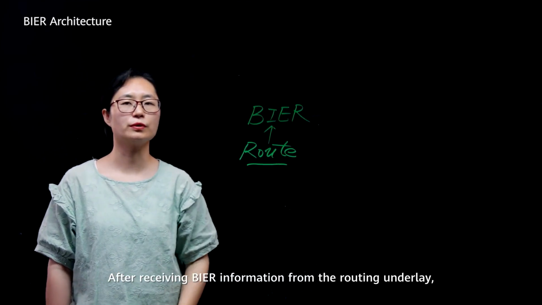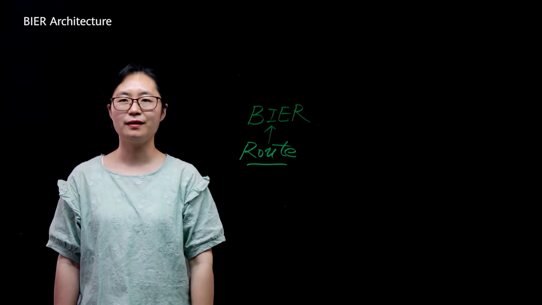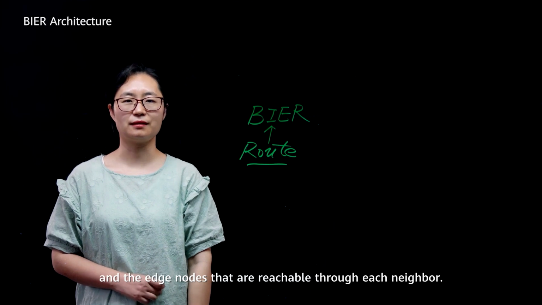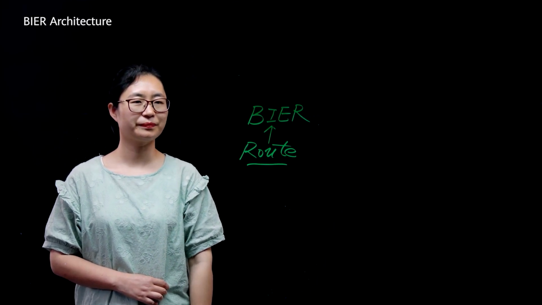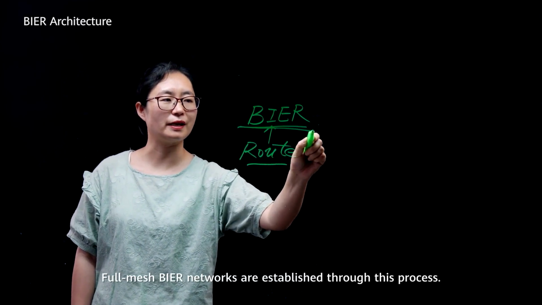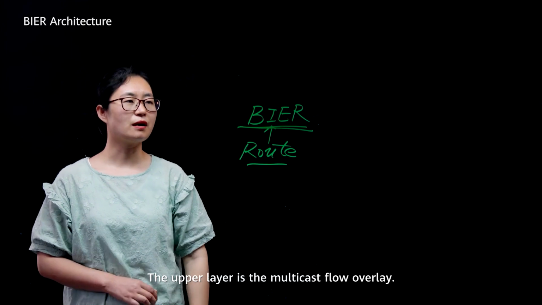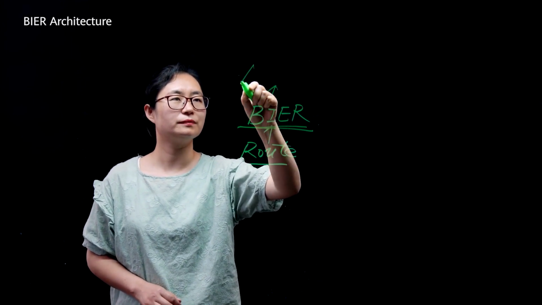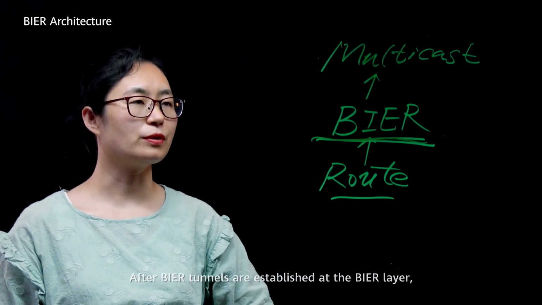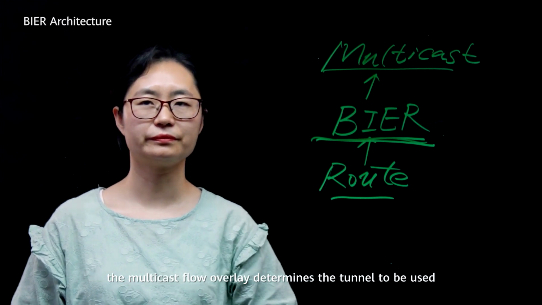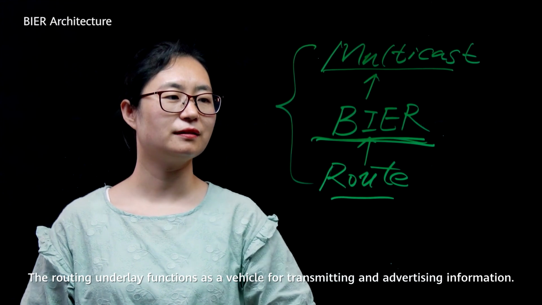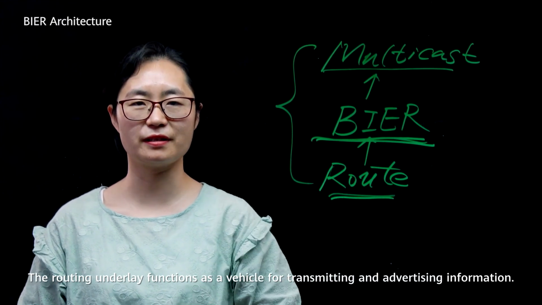After receiving BIER information from the routing underlay, the BIER layer calculates information about neighbors and the edge nodes that are reachable through each neighbor. Full mesh BIER networks are established through this process. The upper layer is the multicast flow overlay. After BIER tunnels are established at the BIER layer, the multicast flow overlay determines the tunnel to be used for multicast service transport. The routing underlay functions as a vehicle for transmitting and advertising information.